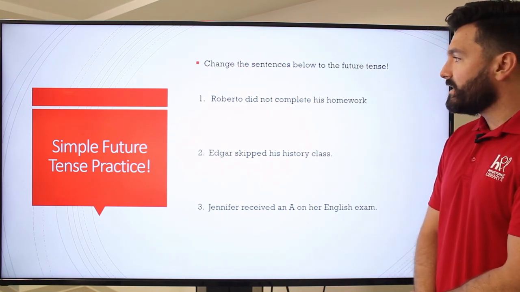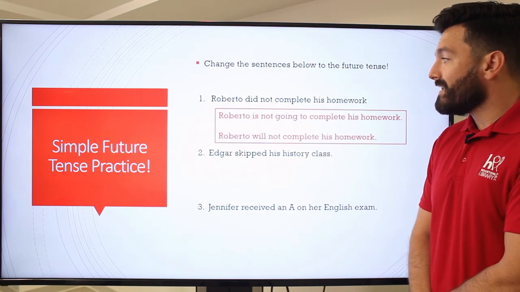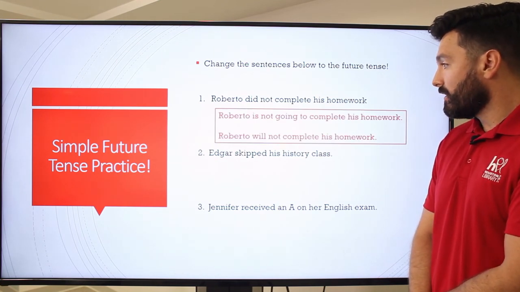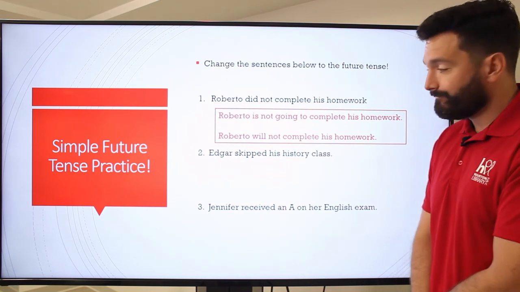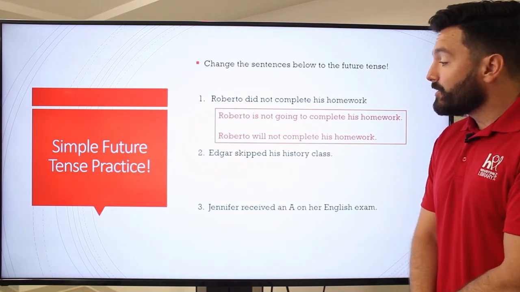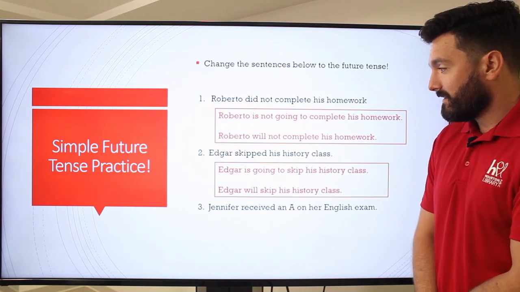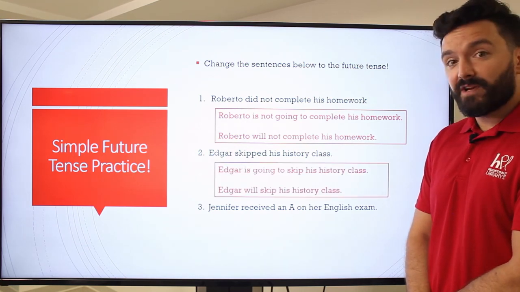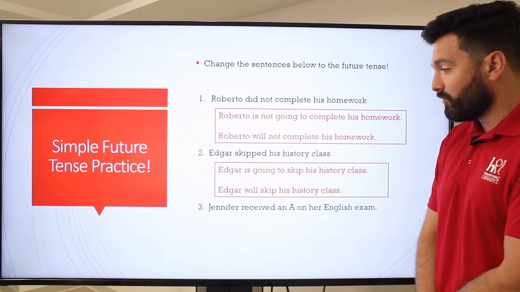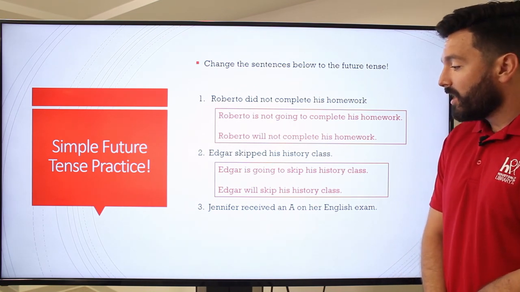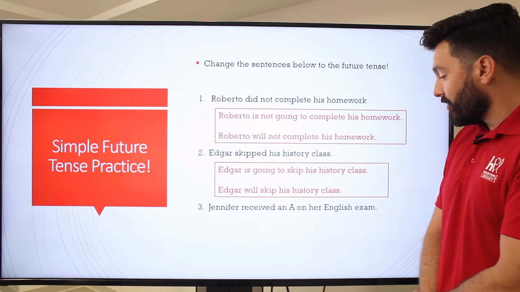Roberto did not complete his homework. Roberto is not going to complete his homework. Or Roberto will not complete his homework. Not good. Edgar skipped his history class. Edgar is going to skip his history class. Edgar will skip his history class. Both would be correct.